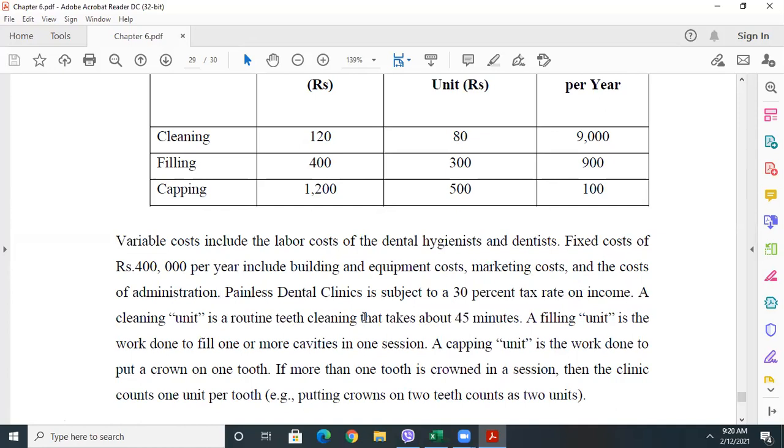A filling unit is the work done to fill one or more cavities in one session. The capping unit is the work done to put a crown on one tooth. If more than one tooth is crowned in a session, then the clinic counts 1 unit per tooth.